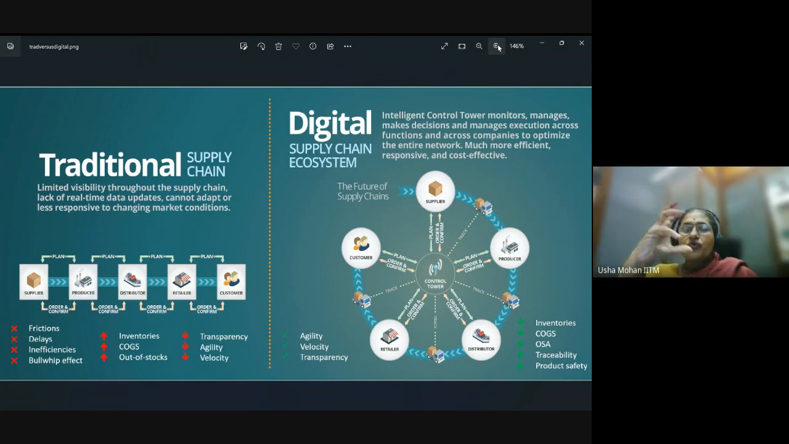When we move from a traditional to a digital supply chain ecosystem, I'm talking about control towers, digital twins, tracing and tracking, and a lot of technologies that would enable this digital twin or digital supply chain system. So most of my talk is going to be focused on how we come up with this digital system.